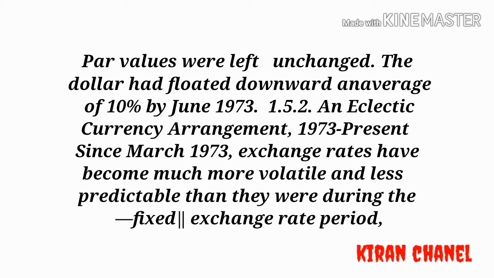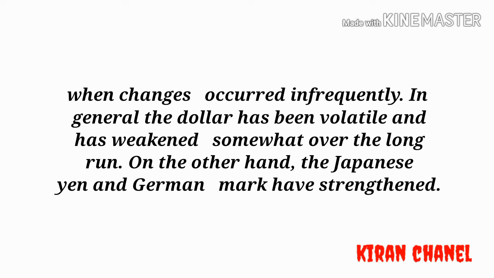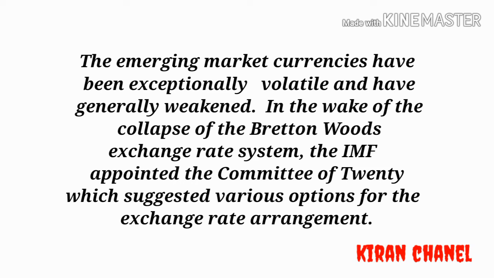Since March 1973, exchange rates have become much more volatile and less predictable than they were during the fixed exchange rate period. In general, the dollar has been volatile and has weakened somewhat over the long run. On the other hand, the Japanese yen and German mark have strengthened. The emerging market currencies have been exceptionally volatile and have generally weakened.